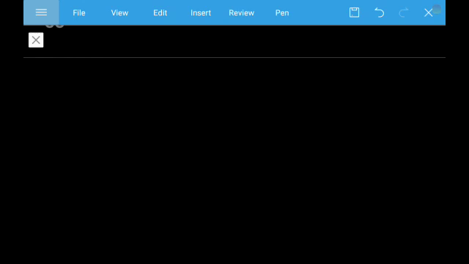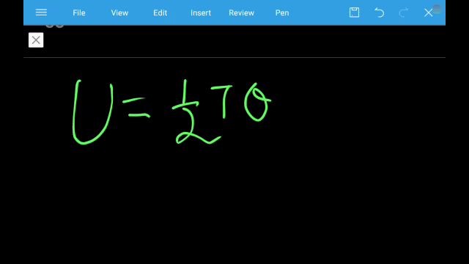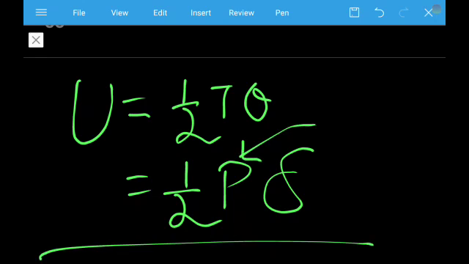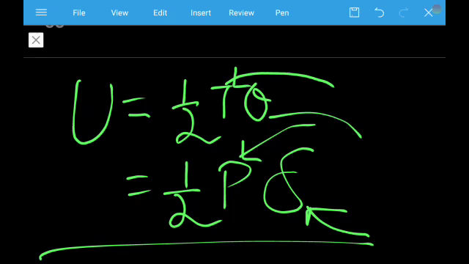Now the strain energy, U, is equal to half T theta in the case of cylinder and sphere. Here also it's the same, and also half P delta, where P is the applied load, delta is the elongation due to applied load, T is the torque applied, and theta is the angle of twist.